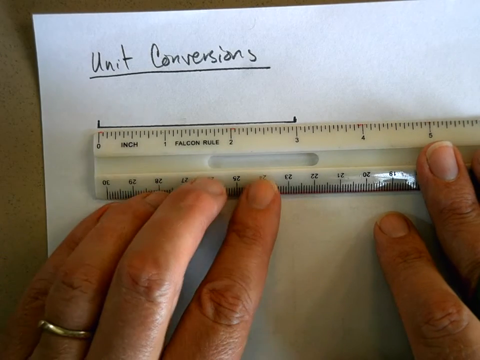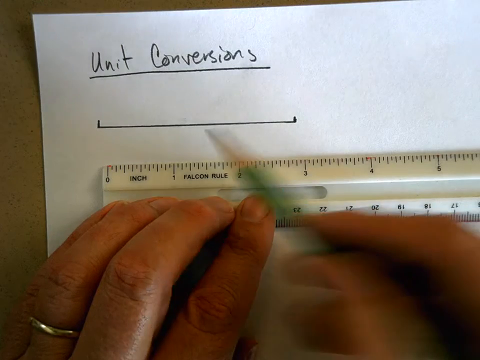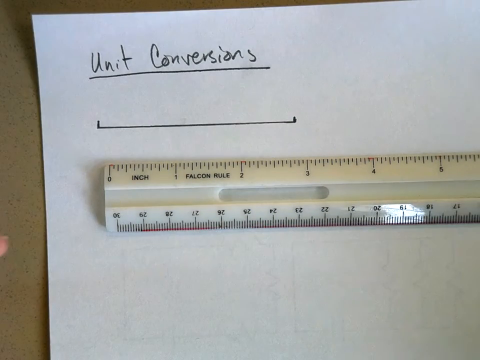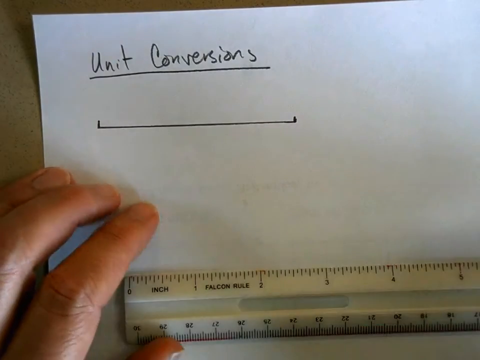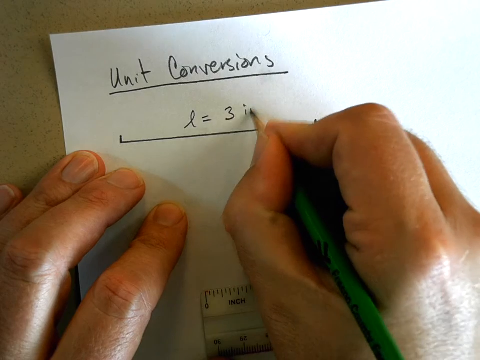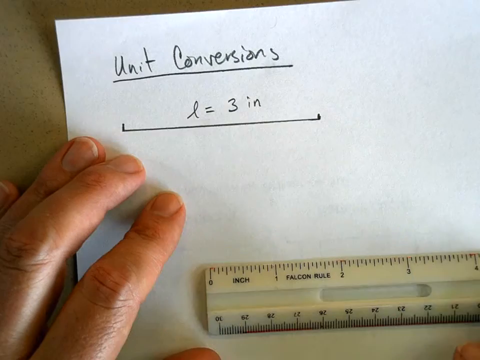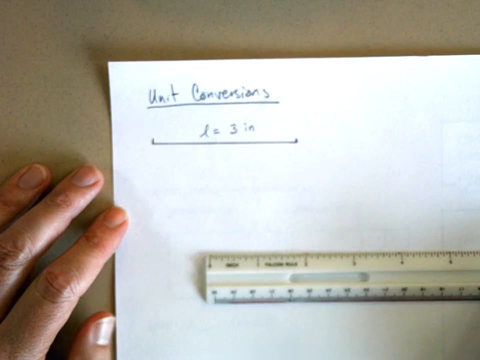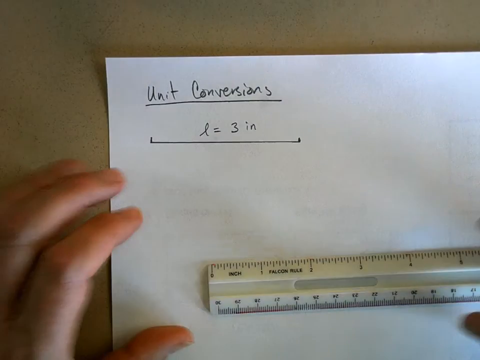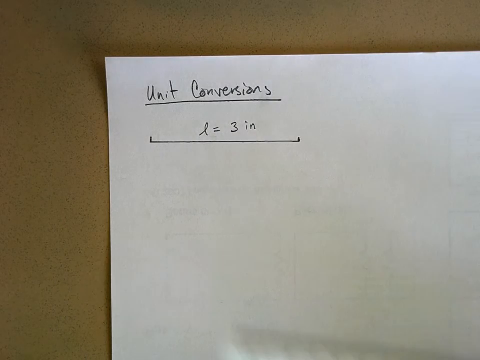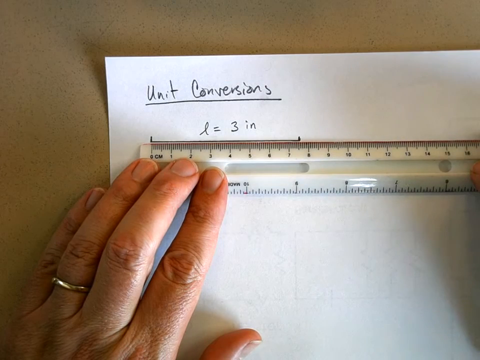We measure it, and what we're doing is we're just comparing the length of something to a standard. We have this thing called the inch. And so the length of this, I'll just say L equals 3 inches, and IN is the abbreviation for inches. But I can also measure the length of it with a different unit of measure for length, and that's centimeters.